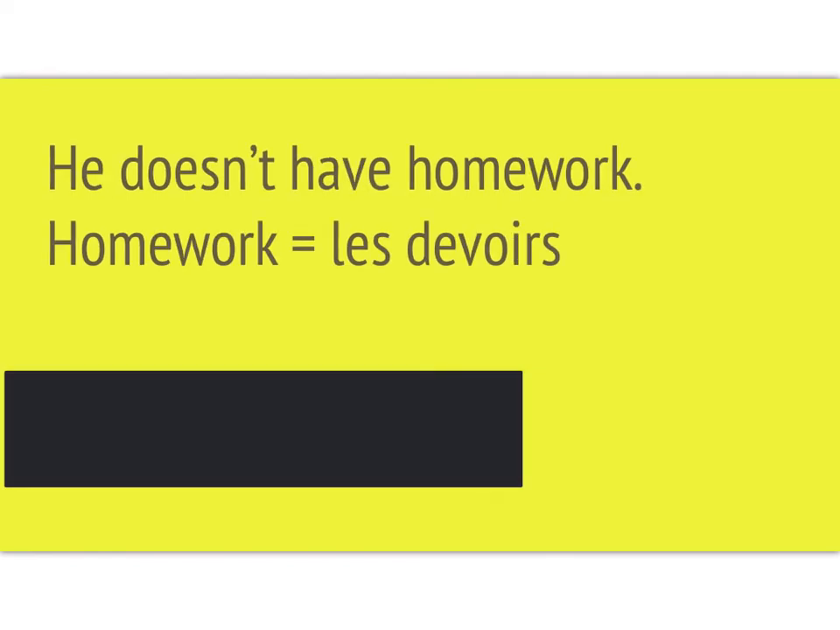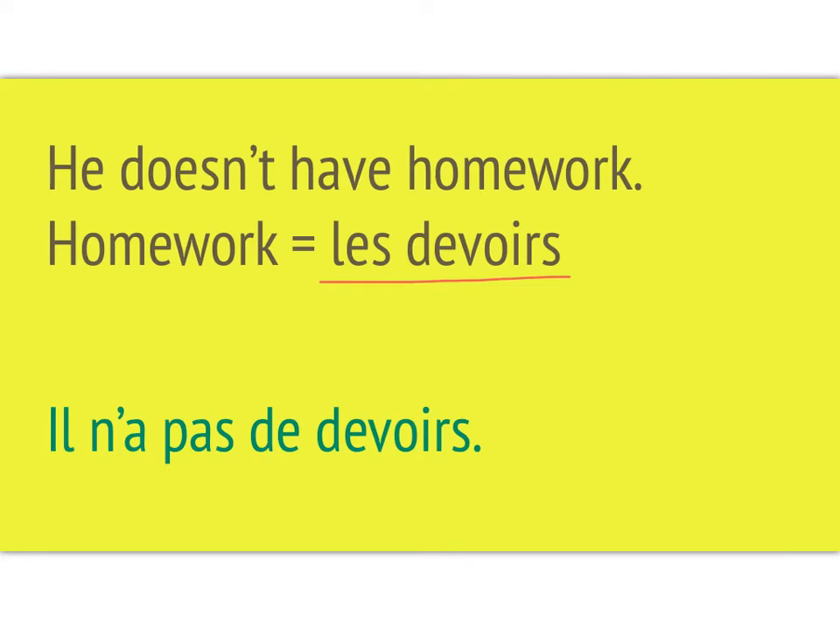He doesn't have homework. Remember, the word for homework is always plural in French, so it's les devoirs. So he doesn't have homework. "Il n'a pas de devoirs." So here, it's not saying that he doesn't have the homework, right? It's saying he doesn't have homework in general. So in English, we could also say he doesn't have any homework. So that means it turns into de. That one's kind of a tricky one.